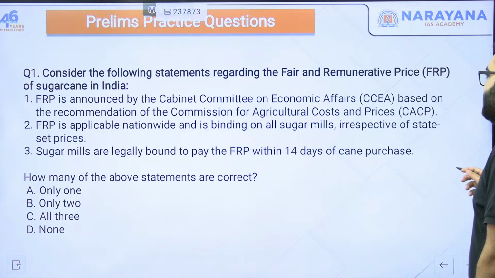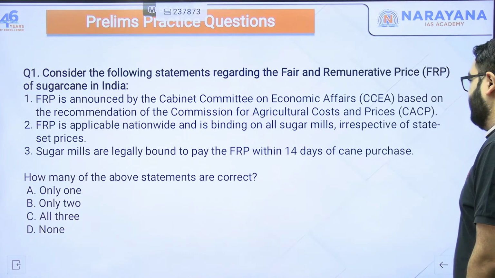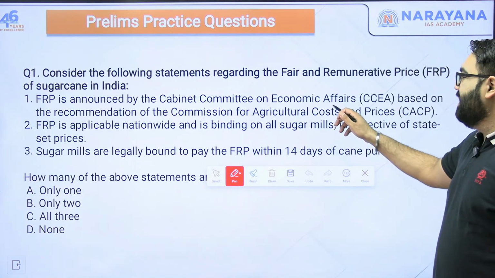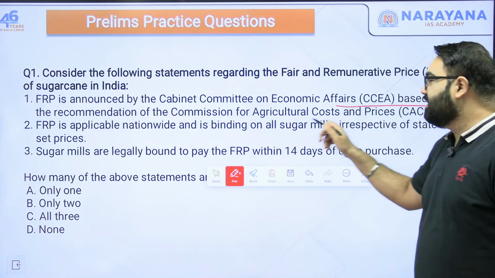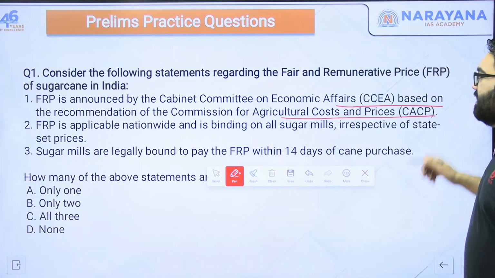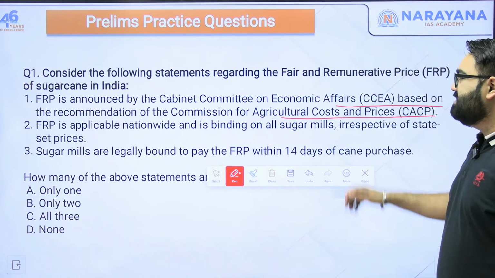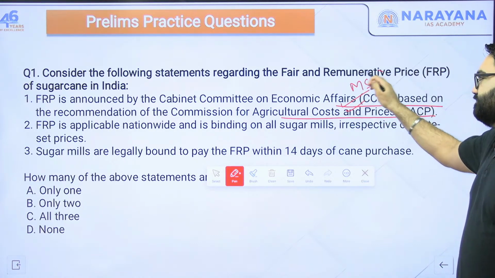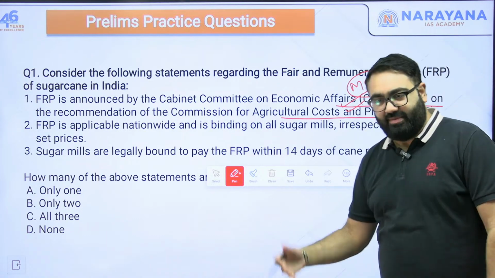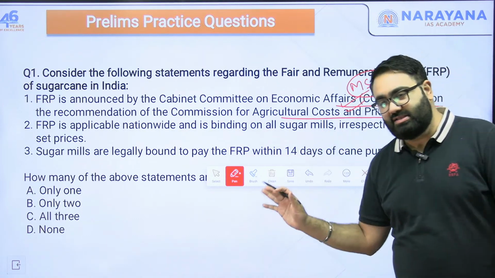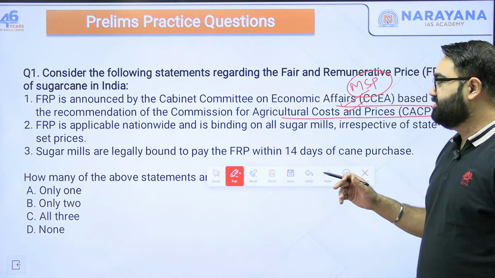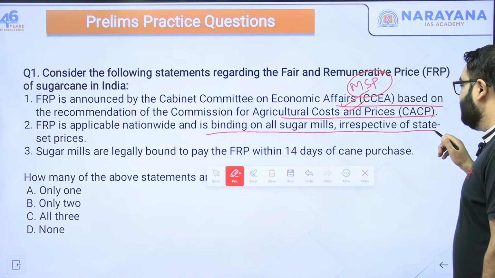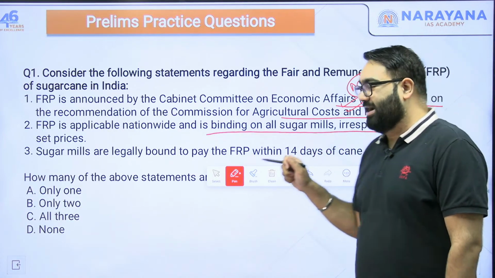Consider the following statements regarding FRP of sugarcane in India. Number 1. FRP is announced by Cabinet Committee on Economic Affairs based on the recommendation of CACP, that is Commission for Agricultural Costs and Prices. That is correct. Exactly the same applies for MSP as well. So even if the statement would have said MSP or FRP, both of them in the same manner are decided on these recommendations. Number 2. FRP is applicable nationwide and binding on all sugar mills irrespective of state set prices.